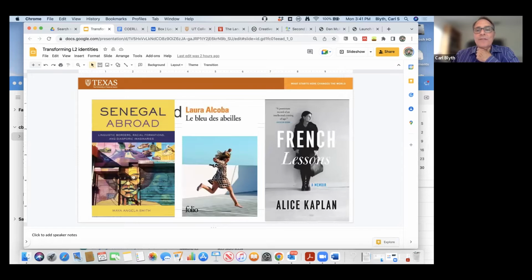So here are a couple of the books. Senegal Abroad is written by Maya Angelou Smith. It's an ethnography of the Senegalese diaspora communities in New York, in Paris, and in Rome. Laura Alcoba, I just mentioned Le Bleu des abeilles. She's an Argentinian writer, so a native Spanish speaker, but who writes in French. And of course, Alice Kaplan was the former chair of French studies at Yale University. So very different narratives, of course, about language, of learning French as an L2.